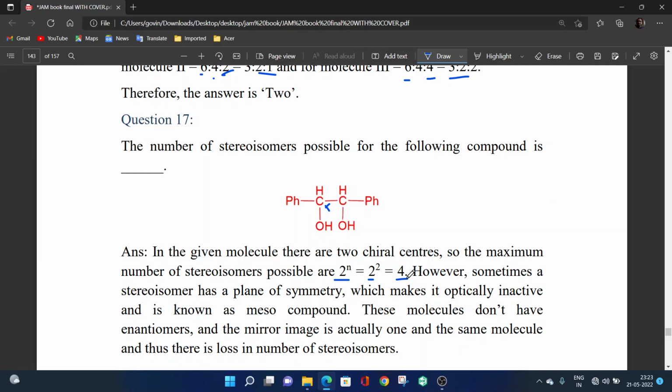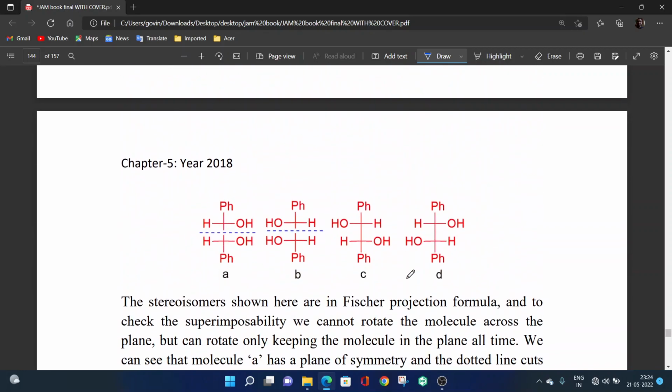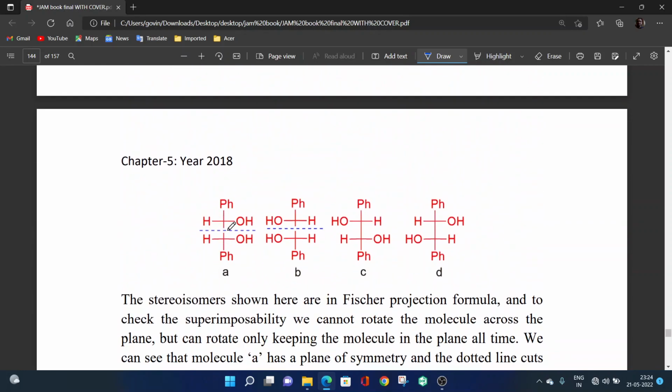But the problem is sometimes a pair of them which appears to be stereoisomers, that means they look like enantiomers but they are identical, because if there is a plane of symmetry in that stereoisomer, then the enantiomer will be one and the same. So let's understand what is enantiomer, what is diastereomer. I will just show you this. So it has 2 chiral carbons.